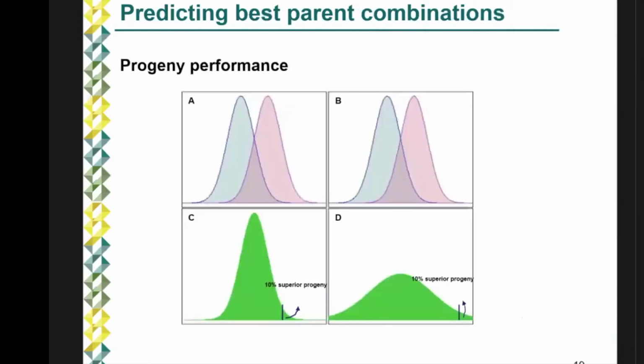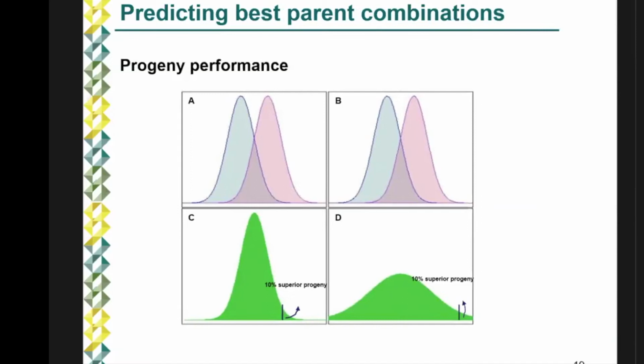Now I'm going to change gears, and I'm going to go a little bit faster on a few other things that are relevant for prediction. One is, how do we predict the best parent combinations? And this is not predicting hybrid performance. All of those work in hybrids. We're not predicting hybrid performance, but we're trying to see which ones are the parents that produce the best progeny.